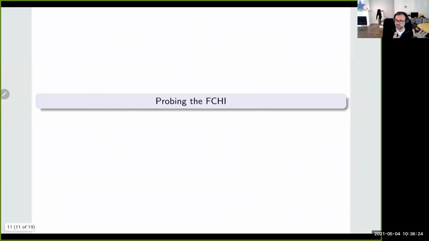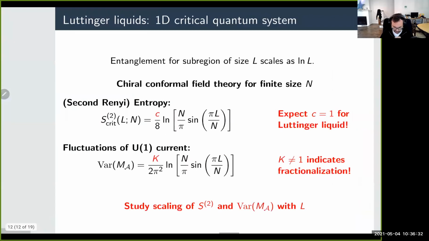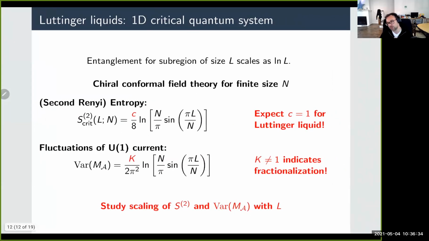Okay, so now we have our model state. The question is, what do we have in it? And the way we can probe it is using, as much as we can, these entanglement measurements.